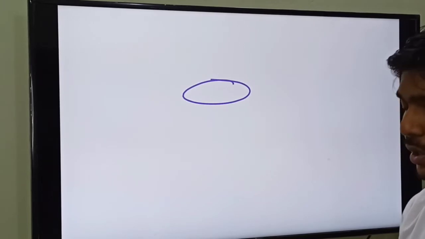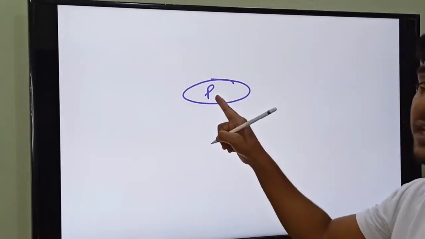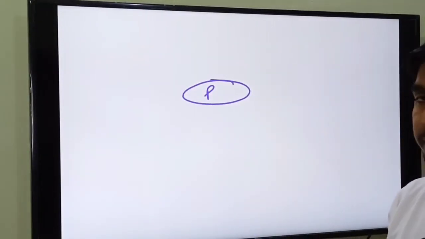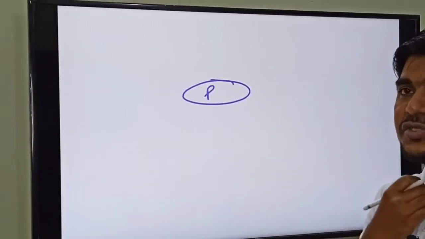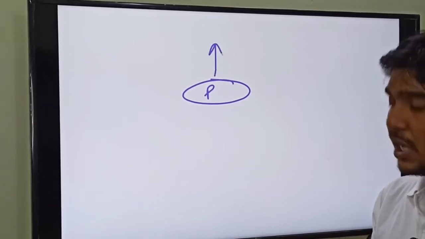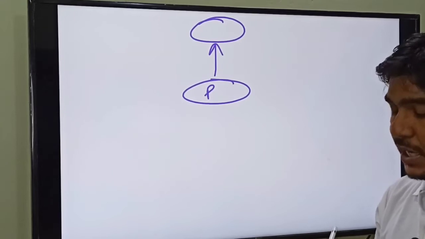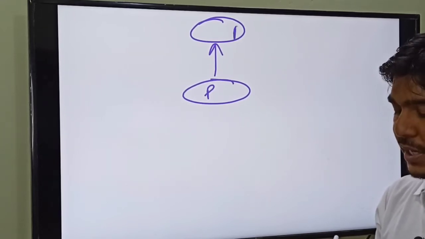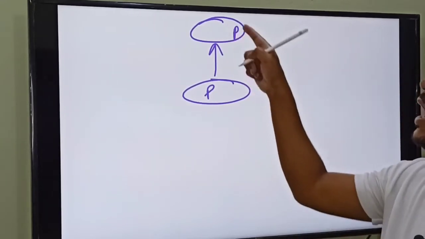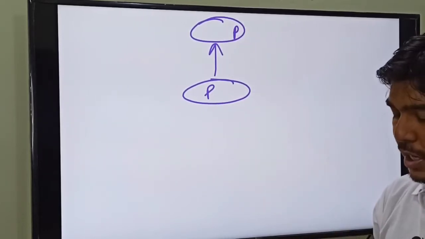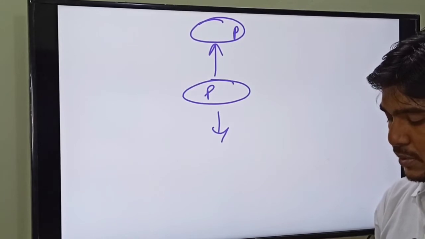Okay, suppose that this is the patient, a normal patient, this is the primary gaze, right? The patient is seeing straight. Now we ask the patient to see up. The patient is seeing like this. Means the cornea has come up here. Suppose this is the cornea. Okay, now we ask the patient to see this.